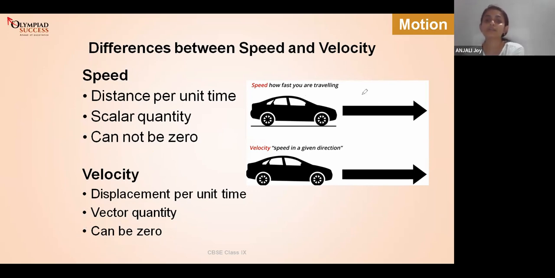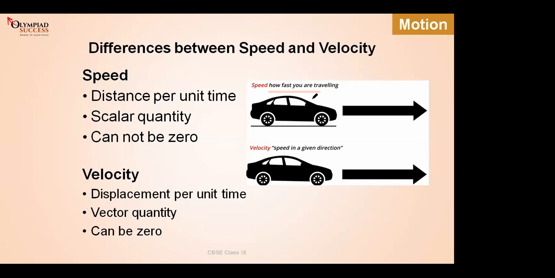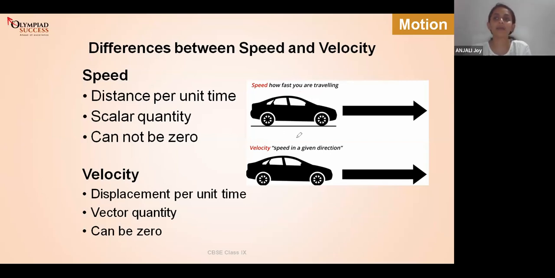In other terms, this image would tell you speed is how fast you are traveling. So how fast you are traveling, if you tell I am traveling 40 kilometers per hour, you are telling only about the speed. But velocity means speed in a given direction. For example, 40 kilometers per hour towards east or towards west. If you specify the direction, you are telling me about the velocity. So if I ask you about speed, you would only say the number. You would only say the magnitude. But if I ask about velocity, you would say speed in a given direction. Is it clear to you?